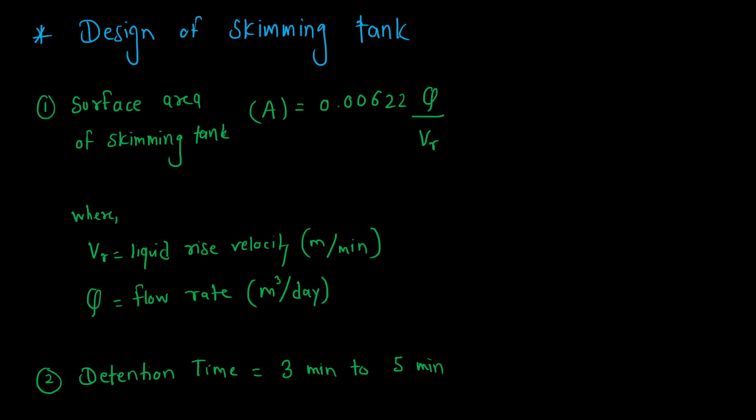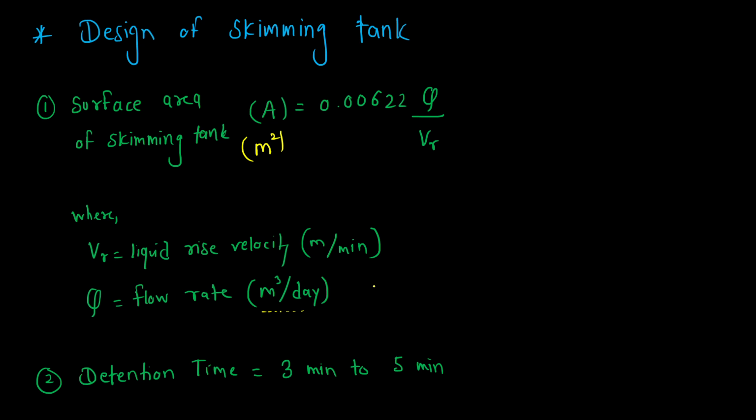So the surface area of skimming tank is calculated by using this formula. Now you have to pay attention here specifically to the units. So the unit of area is meter square. So whatever the area you will get, it will be in meter square. But for that you have to substitute the value of Q in meter cube per day, not meter cube per second. Similarly, velocity should not be in meter per second. It should be in meter per minute. So if it is given in meter per second, you have to convert it into meters per minute and then substitute in this formula.